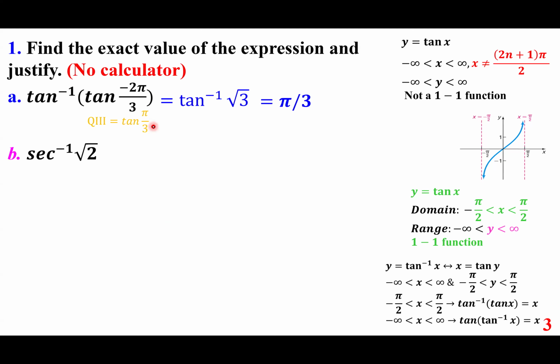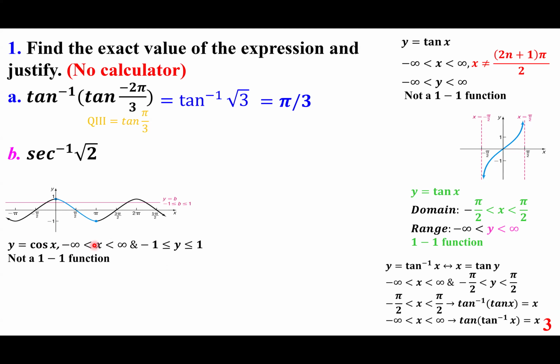What about secant inverse of square root of 2? Well, how do we get to secant? Let's go to cosine. So y equals cosine x, same situation, is not a one-to-one function because x goes from negative to positive infinity and it doesn't pass the horizontal line test, and y is between negative 1 and 1. Here's the restriction, between 0 and pi, to take care of the business. So y equals cosine x, domain is from 0 to pi. Range covers all the range from negative to positive 1. It's a one-to-one function, and now it has an inverse.